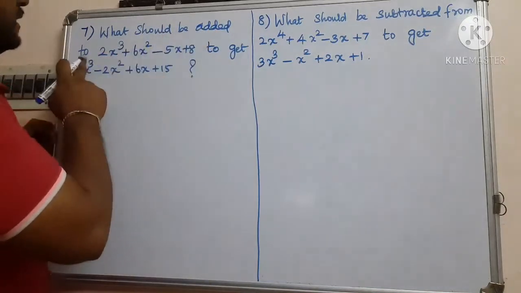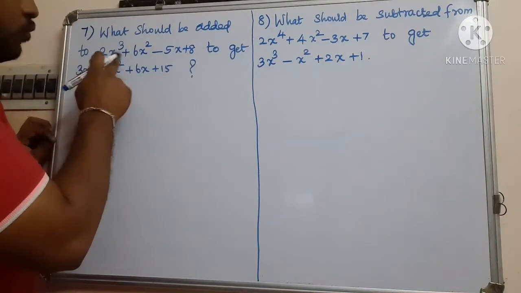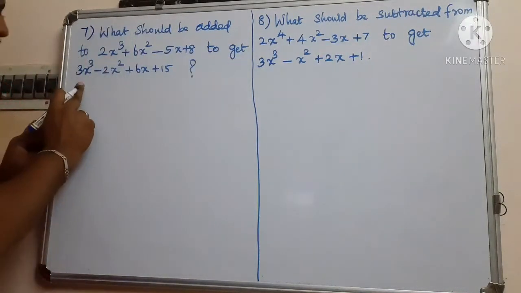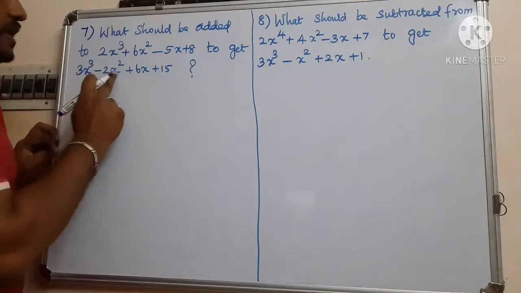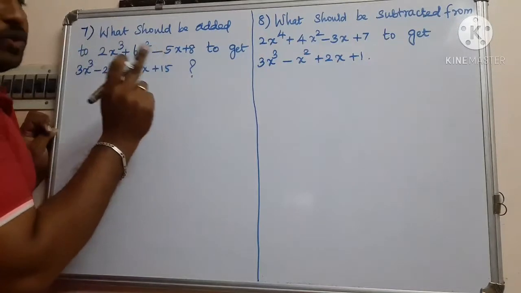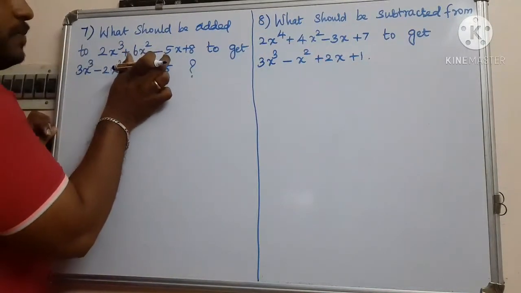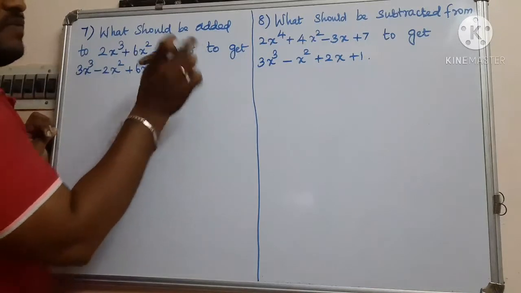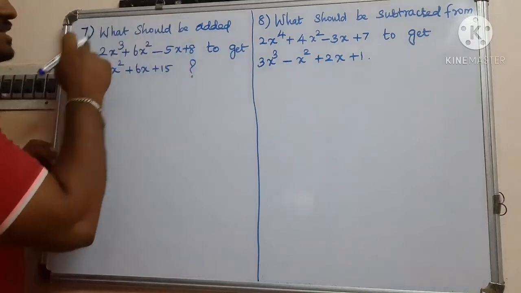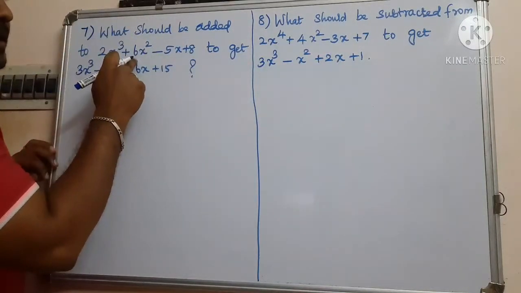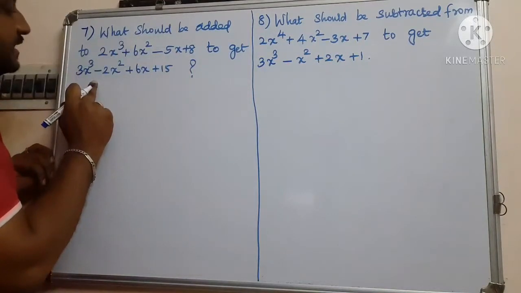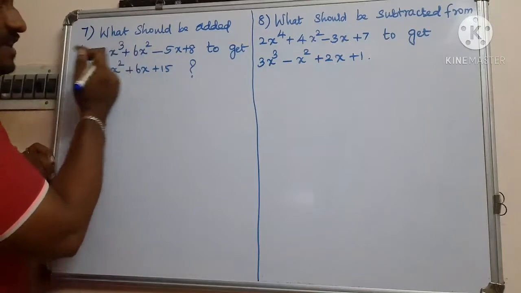Now 7th question. What should be added to 2x cube plus 6x square minus 5x plus 8 to get the answer as 3x cube minus 2x square plus 6x plus 15? So you should add two polynomials. One polynomial is given and the answer is given. You have to find the other polynomial. So we have to add some polynomial to 2x cube plus 6x square minus 5x plus 8 to get the answer 3x cube minus 2x square plus 6x plus 15.